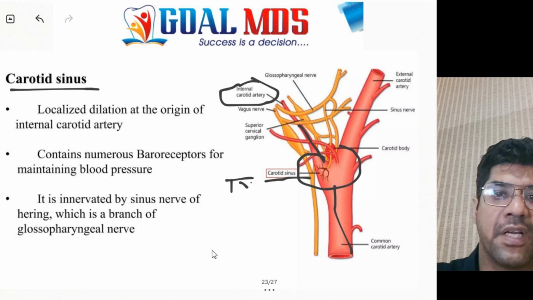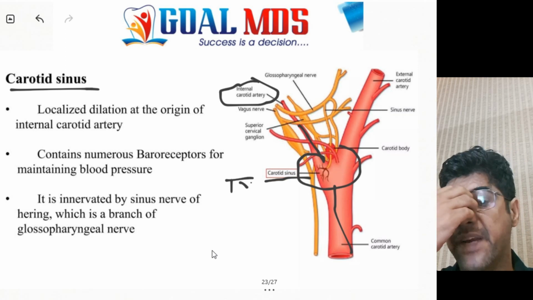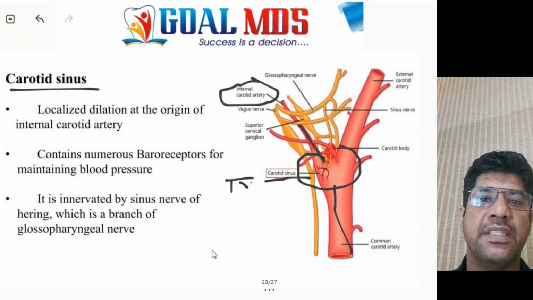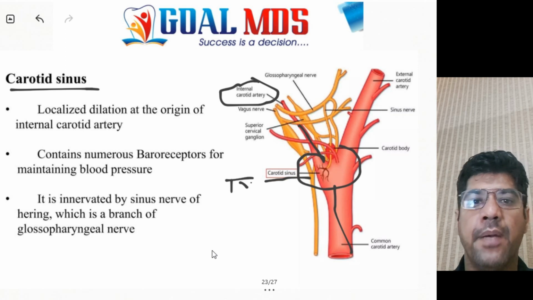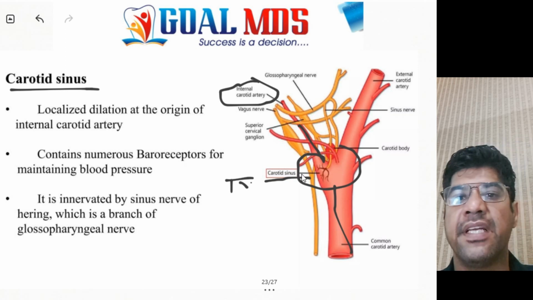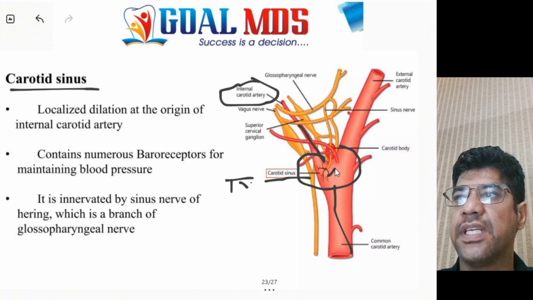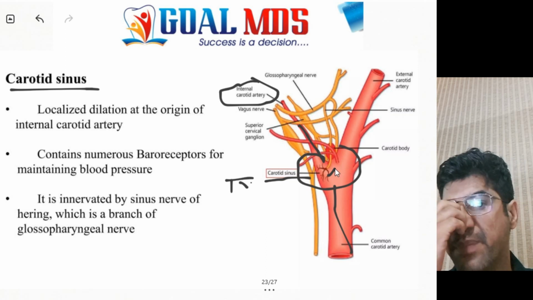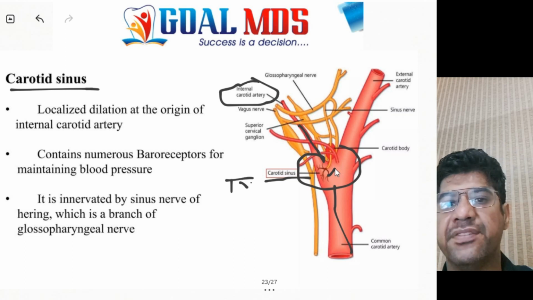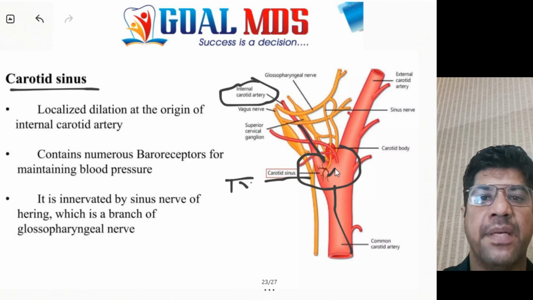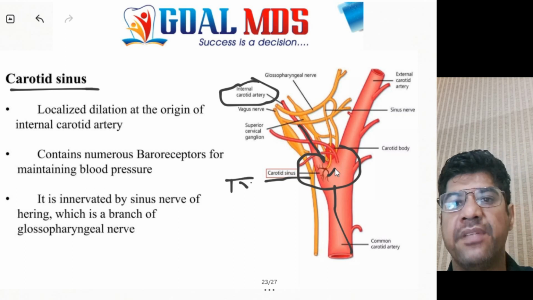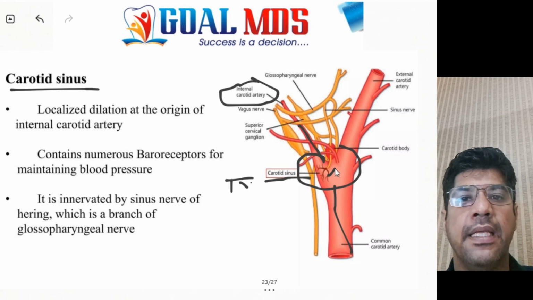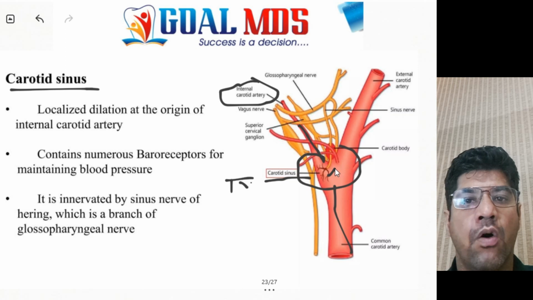So what is the function of this carotid sinus? It contains specialized nerve endings known as baroreceptors. These baroreceptors are sensitive to changes in blood pressure. So when the blood pressure increases, the carotid sinus stretches, and the baroreceptors are stimulated. When the BP decreases, the carotid sinus relaxes, reducing the stimulation of the baroreceptors. This baroreceptor reflex is a critical mechanism for regulating blood pressure and maintaining cardiovascular homeostasis.